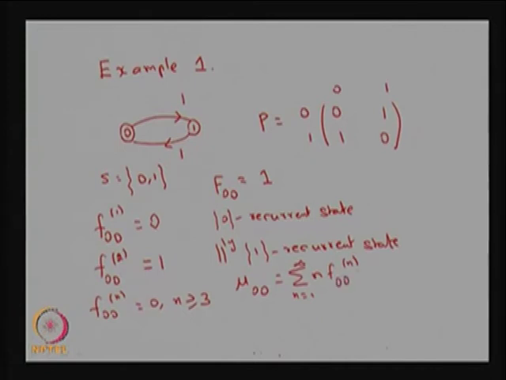n times f 0 0 of n, because this takes the value 1 for f 0 0 of 2, therefore you will get 2 times 1 and all other quantities are 0, therefore this is going to be 2. And this is going to be a finite quantity, therefore you can conclude that state 0 is the positive recurrent state. The same exercise you can do for mu 1 1, that is also going to be equal to 2, therefore you can conclude the state 1 is also a positive recurrent state.